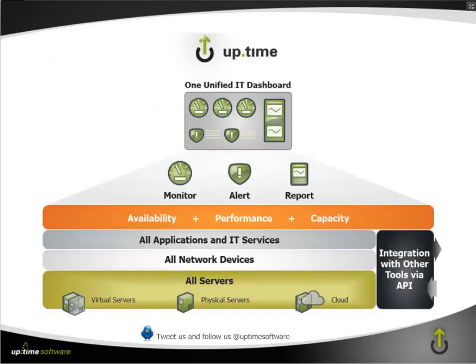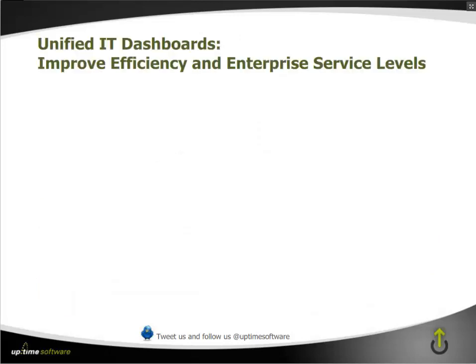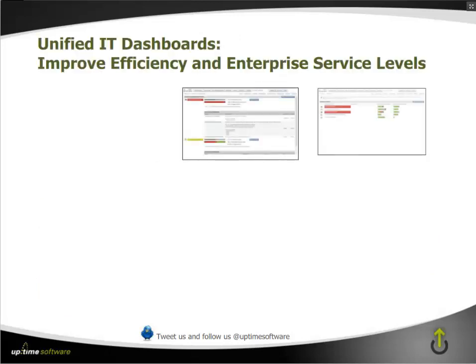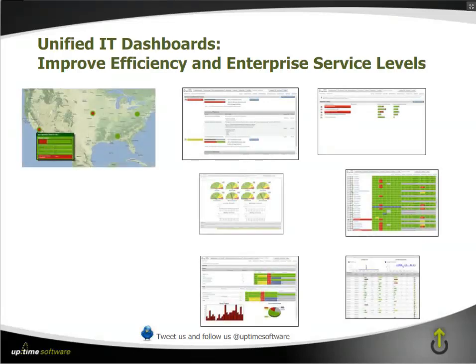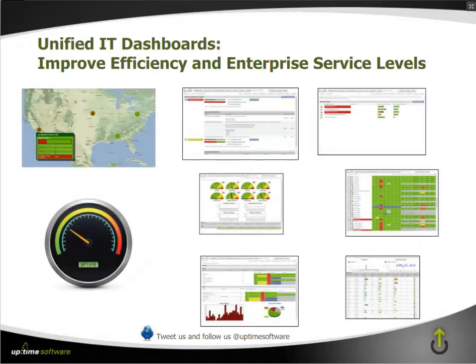So what you should be looking for in this unified tool is a single tool that helps resolve all of those problems. You're looking for something that will provide you with a single unified IT dashboard that allows you to monitor, alert, and report on availability, performance, and capacity across all of your applications and IT services, all of your network devices, all of your virtual servers, physical servers, and cloud servers, all from a single interface. And what does that interface look like? The reality is there are a lot of different shapes and sizes of interfaces. But you want to look for a tool that gives you flexibility to present availability information in a way that makes sense to you.